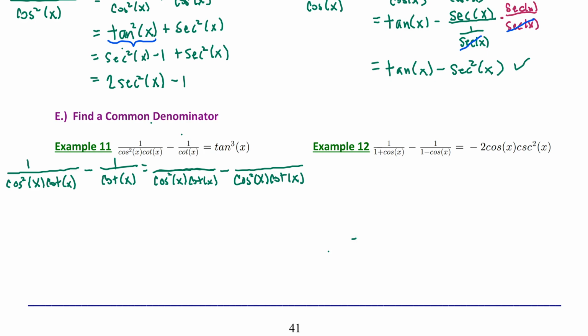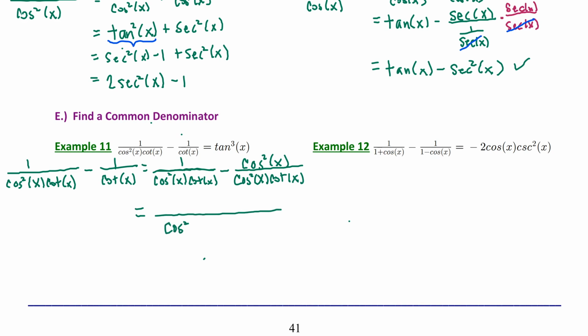Now, comparing each original denominator to the new denominator, notice that there was no change in the first denominator, so there should be no change in the numerator. However, if we compare the second denominator to the common denominator, we have gained a factor of cosine squared of x. So if we've multiplied the denominator by cosine squared of x, we need to multiply the numerator by cosine squared of x.